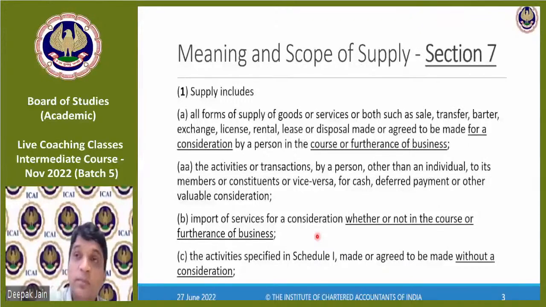Importation of service means I am taking a service from outside and using it in India. So that is an importation of service. Now I have to pay some amount for that. If I pay some amount and use it for my business, I have to pay GST under reverse charge mechanism. What is reverse charge mechanism?